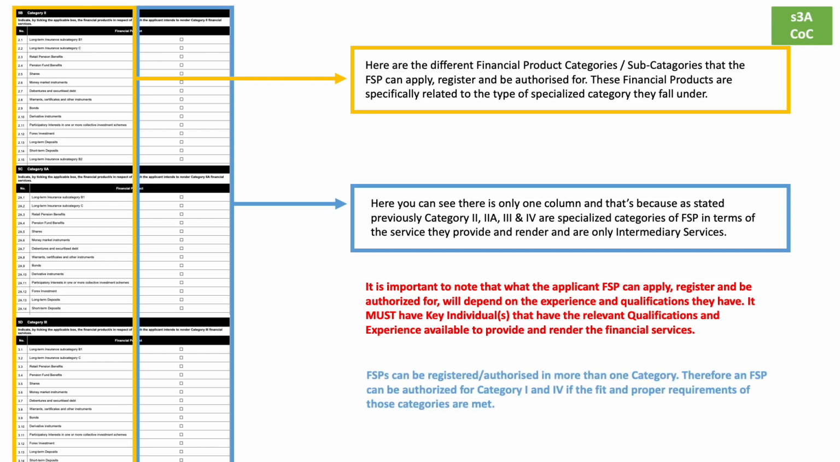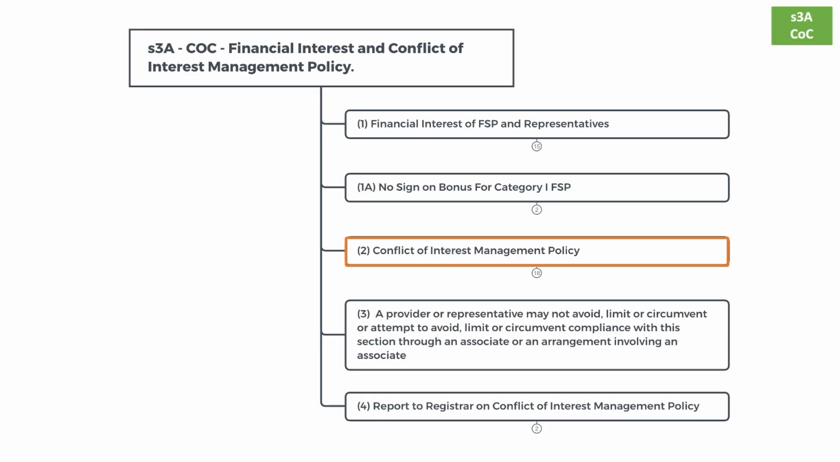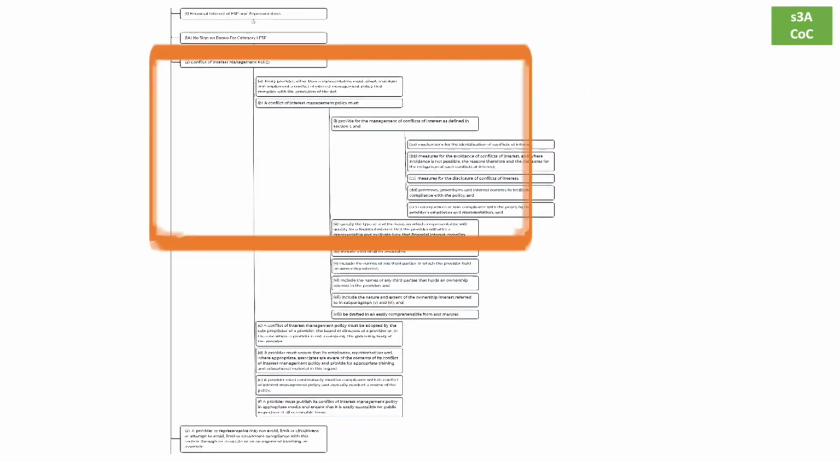FSPs can be registered and authorized in more than one category. Therefore, an FSP can be authorized for Category 1 and 4 if the fit and proper requirements of those categories are met. Next, we will look at the Conflict of Interest Management Policy in more detail.